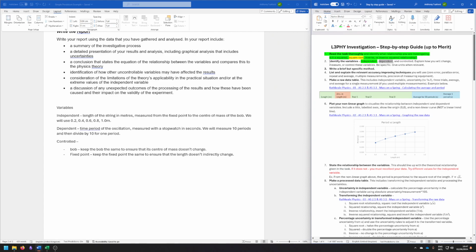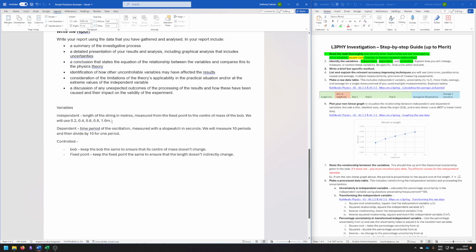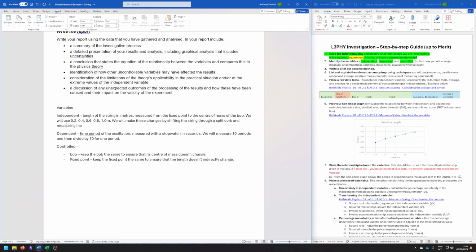So let's just double check. Have we identified the dependent variable? Yes. Significant controlled variables? Yes. Explained how you will change the independent length? We've explained the range of values. Maybe we could add, we will make these changes by shifting the string through a split cork and measuring the length each time. We already mentioned how we're measuring it. Great.